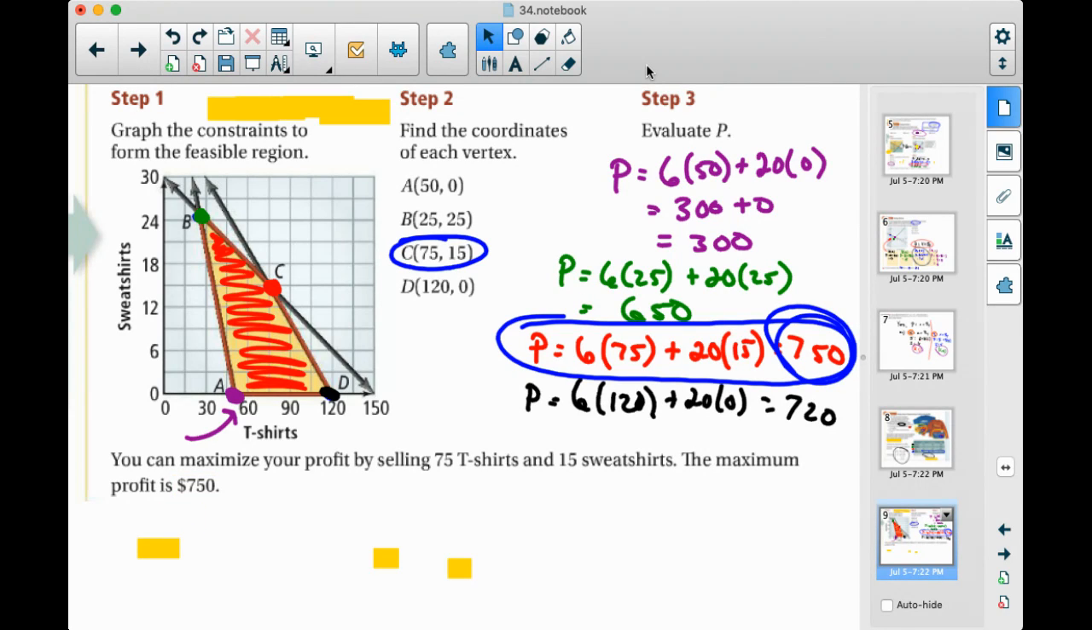So with the time limit that we have to create our t-shirts and sweatshirts, I want to create 75 t-shirts and 15 sweatshirts. And if I sell out, I will maximize my profit. Does that make sense?